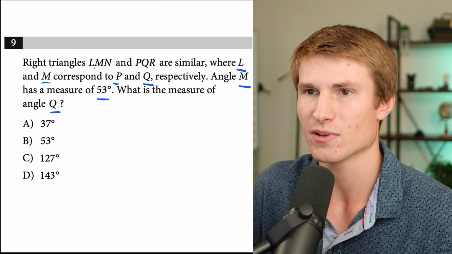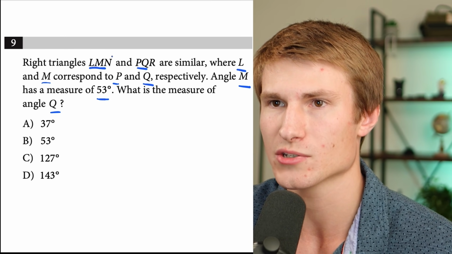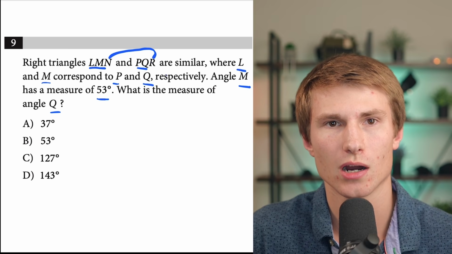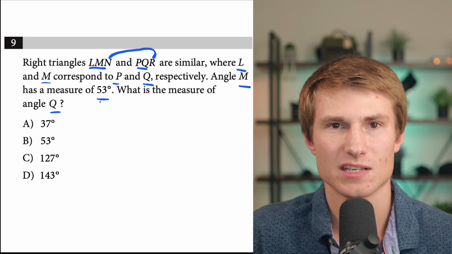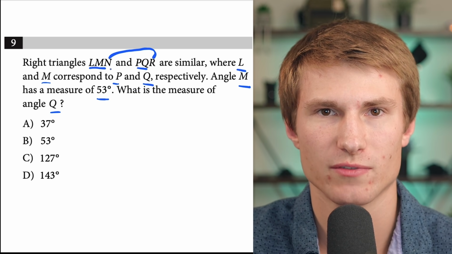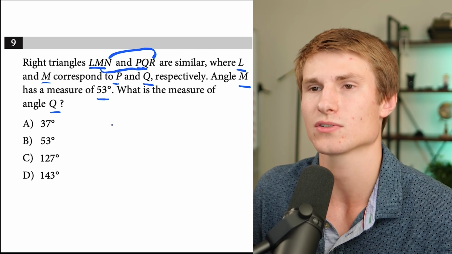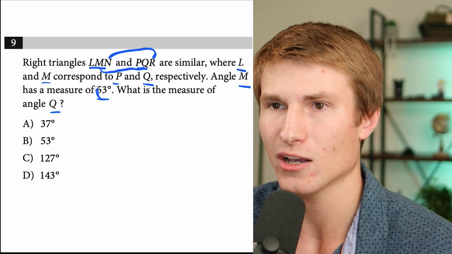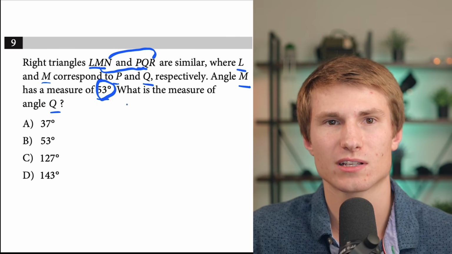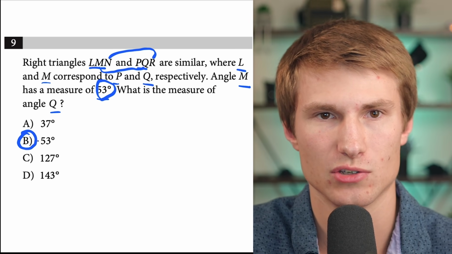So what we see here is since we have similar triangles where L and M correspond to P and Q, we also know that N must correspond to R. We see that angle M has a measure of 53 degrees, and then we're asked for the measure of angle Q. We see that M corresponds to angle Q since they're similar triangles. So they're going to have the same angle measure. So that 53 degrees that we are given for the angle M must also be the angle measure of angle Q. So our answer will be B.